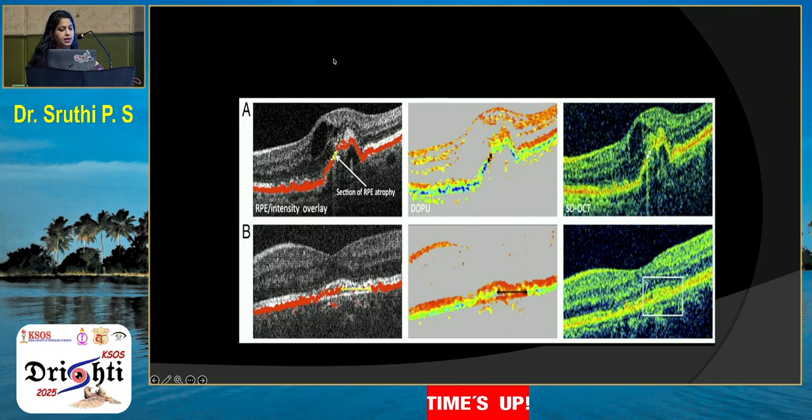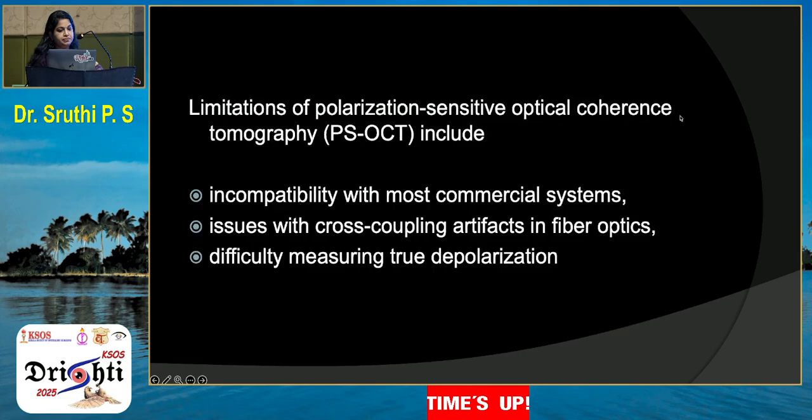Here you can see the normal OCT picture. This is the area of RPE atrophy, and similarly it can also be documented clearly in PS-OCT compared to the standard OCT. The limitations are incompatibility with the commercially available systems, cross-coupling artifact in fiber optics, and difficulty in measuring true depolarization.